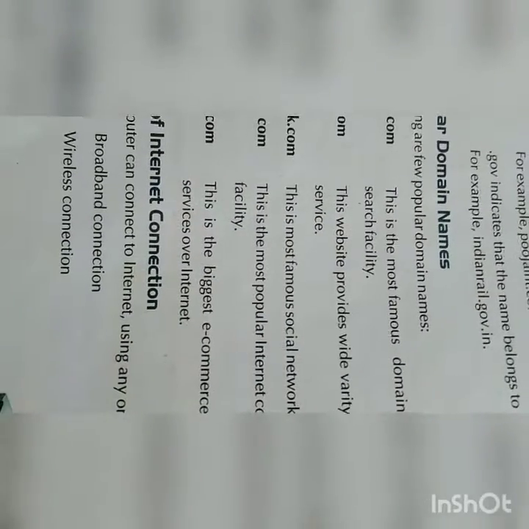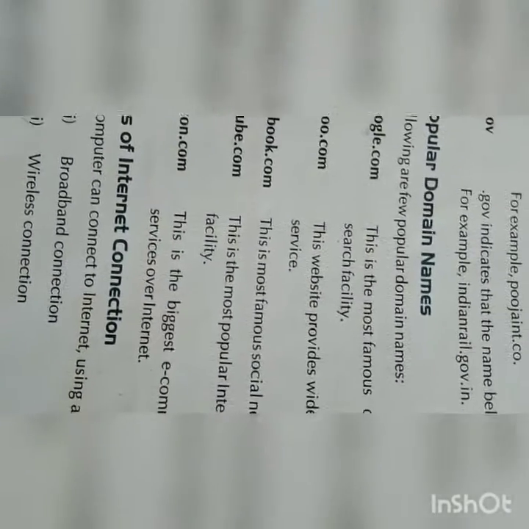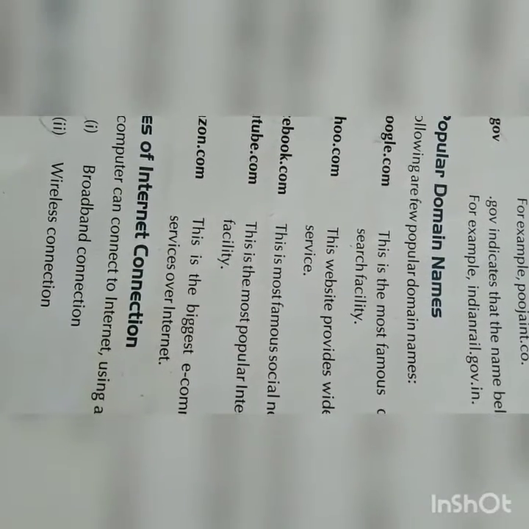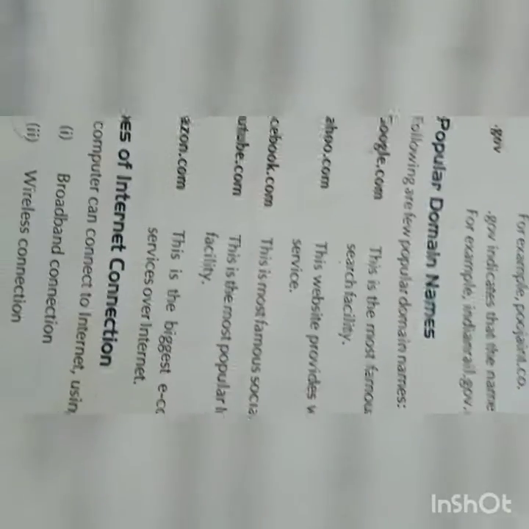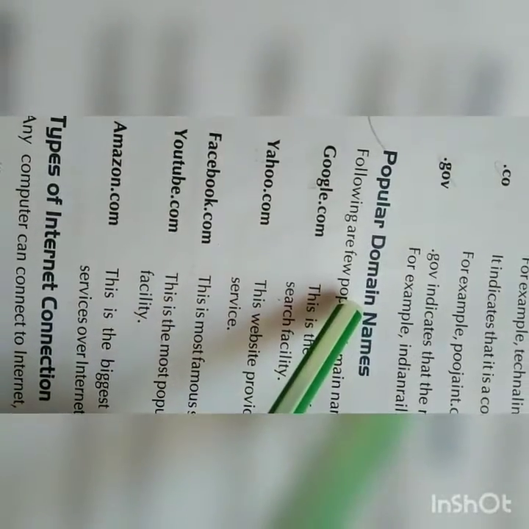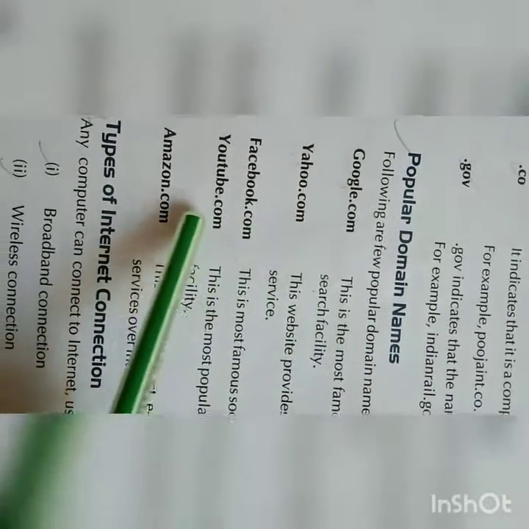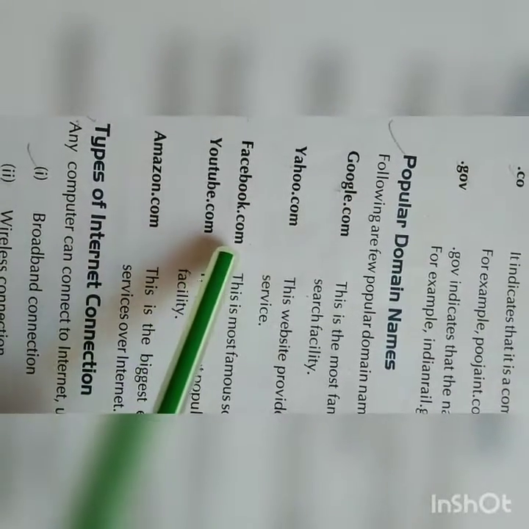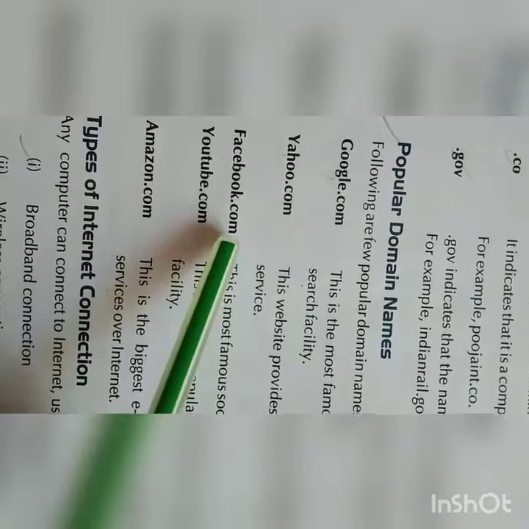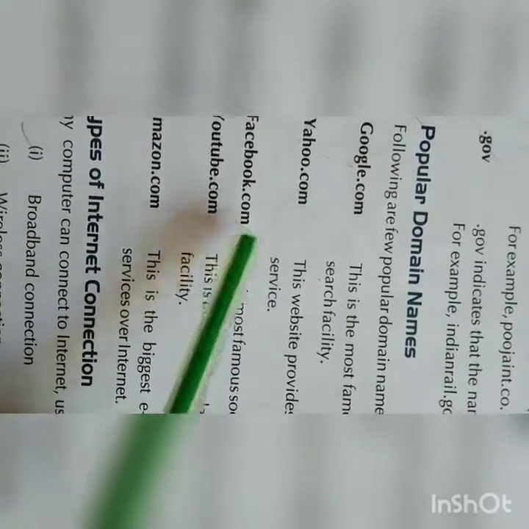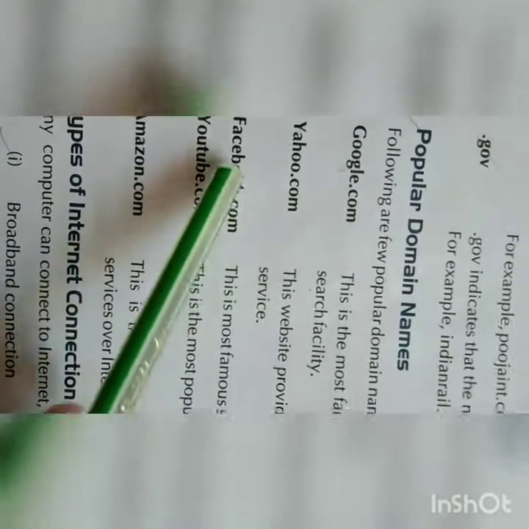So till today we have learned only this much: what is the IP address, what is a domain name, which types of codes are used nowadays and their meaning, and popular domain names. That is a website domain, one type of website from where you can search for a product or for your class, share your information, or chat with your friends and family. A lot of vast area you can cover with the help of Facebook, Yahoo, and Google also you can search.